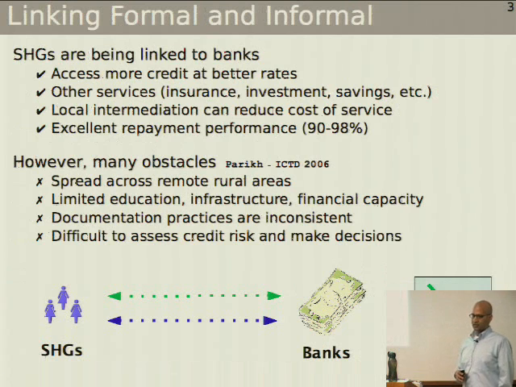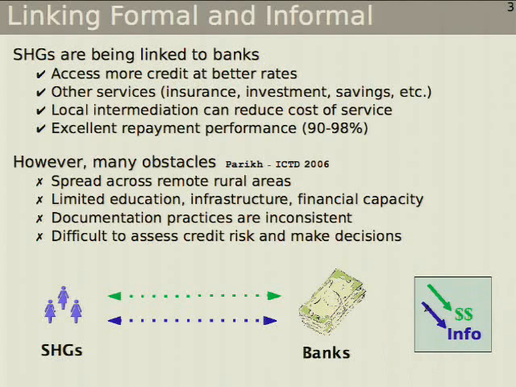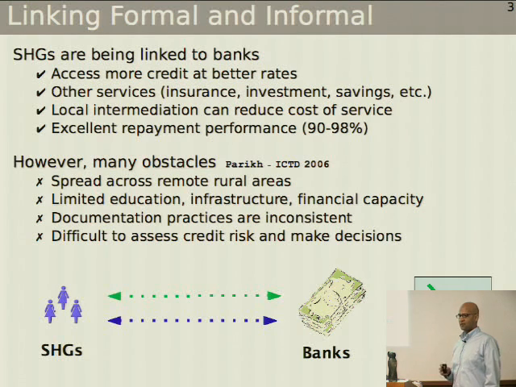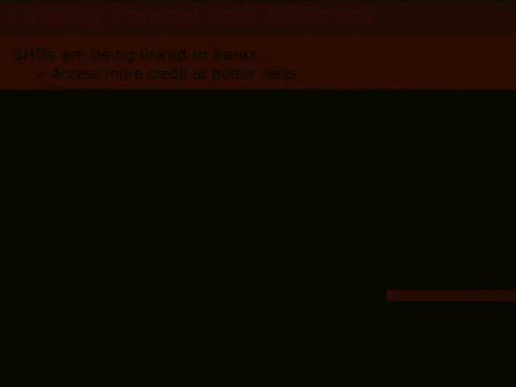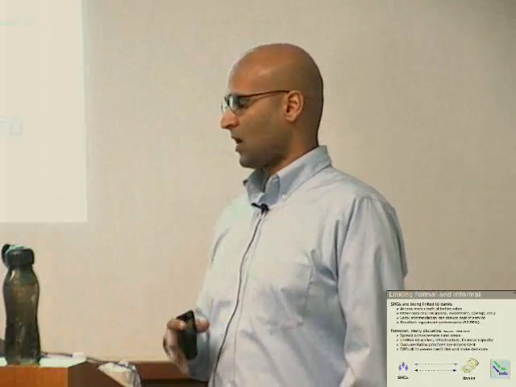So in India, actually, this has been so successful that the formal financial sector has wanted to get involved. And this is actually beneficial both for the groups and for the banks themselves. From the group's perspective, being linked to the formal financial sector allows them to access more credit for undertaking larger projects and at potentially better rates than they can generate locally. It also allows them to access other kinds of financial services which they may not be able to manage locally, things like insurance, investment, savings accounts, etc.